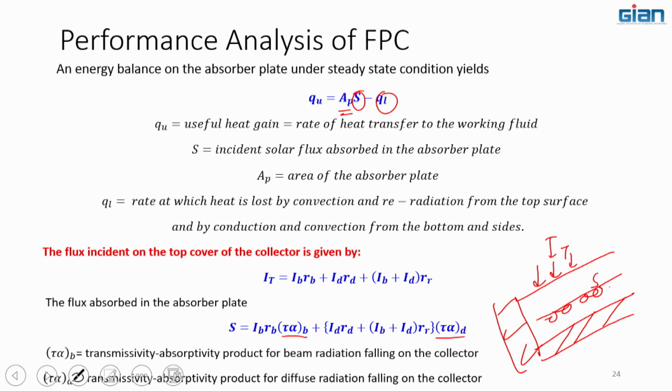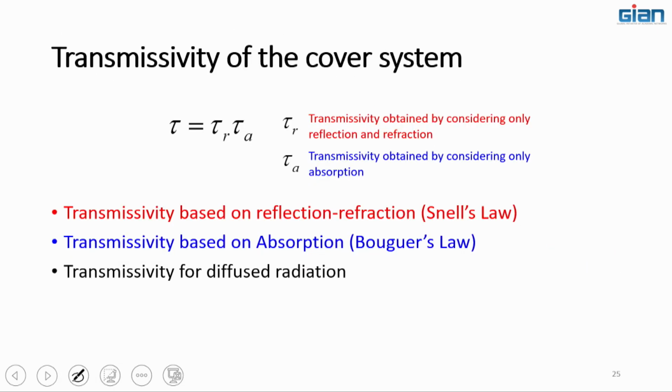This term tau alpha beam is the transmissivity-absorptivity product for beam radiation falling on the collector, and this is for diffuse radiation. Now for transmissivity of the cover systems, we want this tau, and this tau is a function of tau R and tau A. Now we are entering a somewhat complex system. Tau R is the transmissivity obtained by considering only reflection and refraction, and tau A is the transmissivity obtained by considering only absorption.